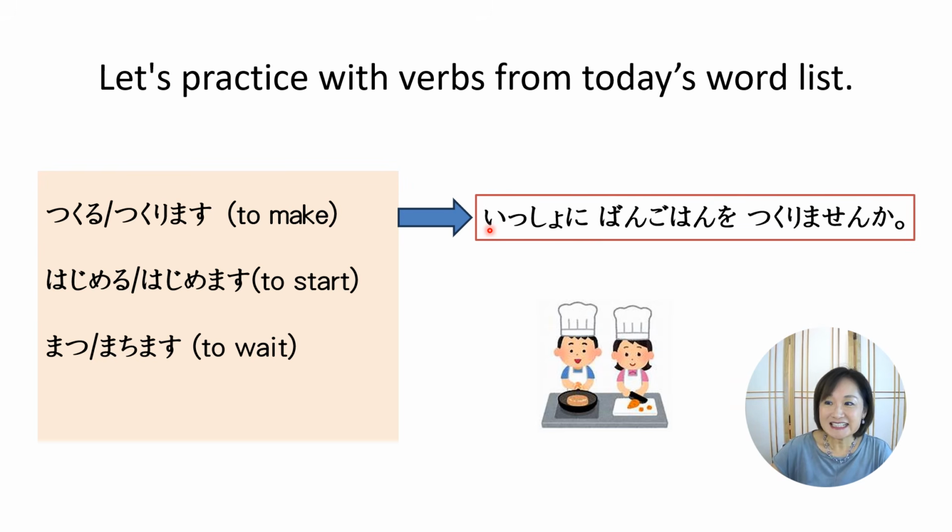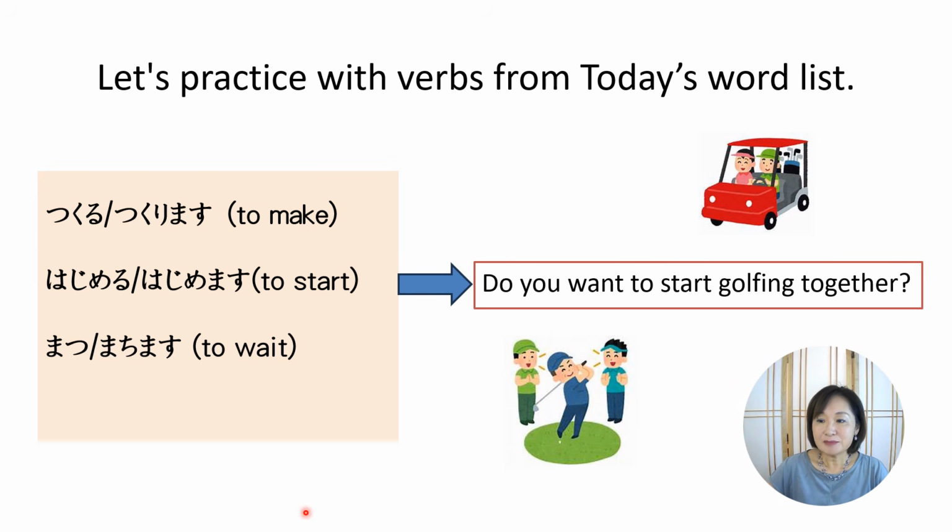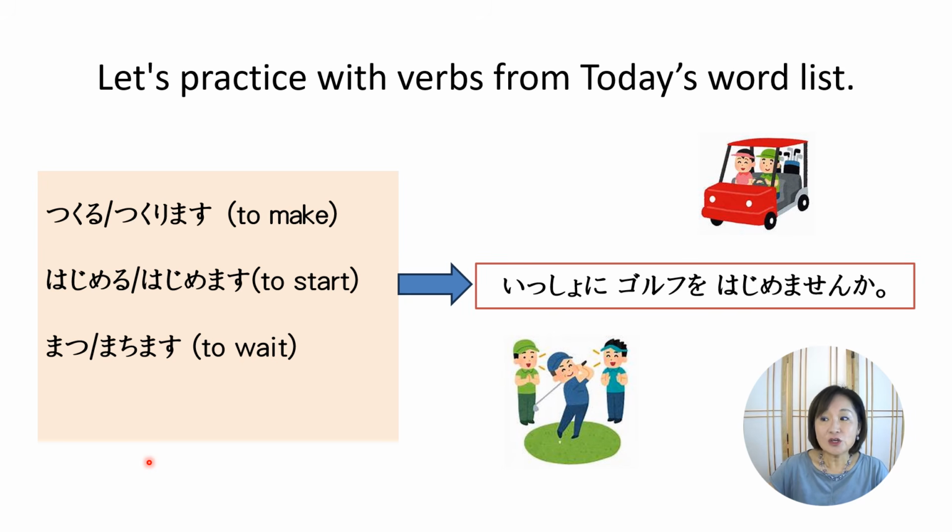そうです。一緒に together 晩ご飯を作りませんか? How about this verb to start? It is 始めます。So, how do you say, do you want to start golfing together? Please try. 一緒にゴルフを始めませんか?